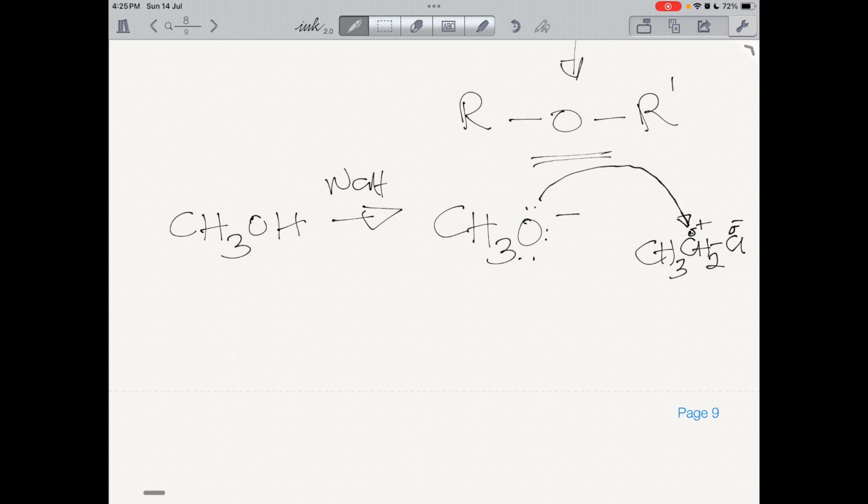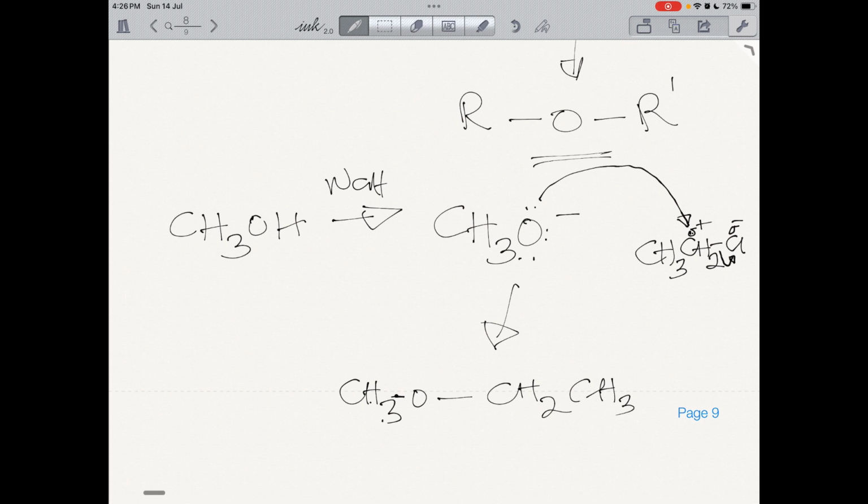As it's attacking, this one will fold up, right? Why is it folding up? Because at that point you'll be having 5 bonds around carbon. So it will fold up and go away. So what would you have eventually? You have CH3O, and then you start from here, CH2CH3. So now you have CH3 on one side, and an ethyl group on the other side.